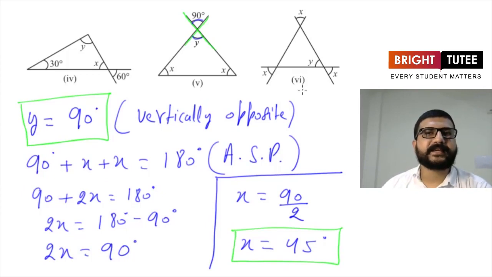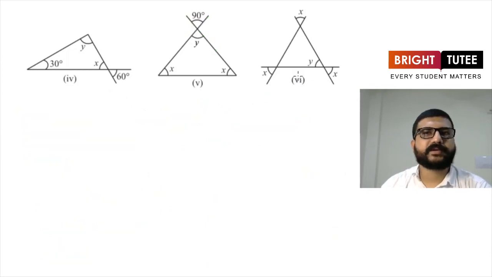Now, let's see the last part of this question. This is the last question of this video. So, now here also we have to find the values of x and y. Now, as we can see here, these are the two lines intersecting each other. So, here two angles are formed, x and y. What do you think about these two angles? Are they equal? Yes, they are equal.